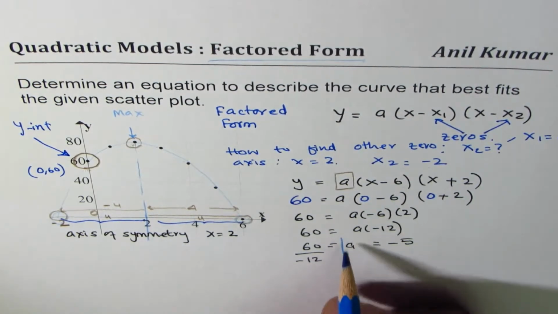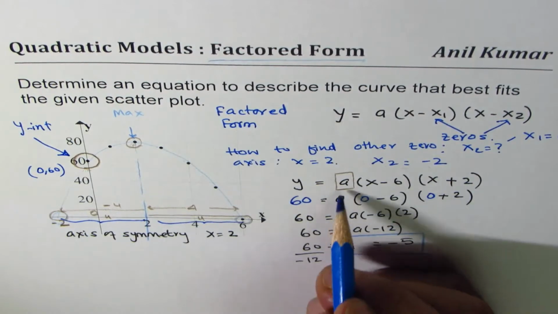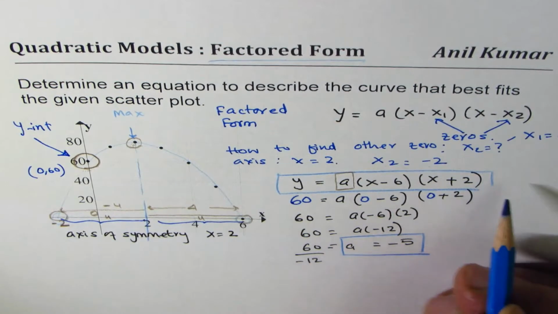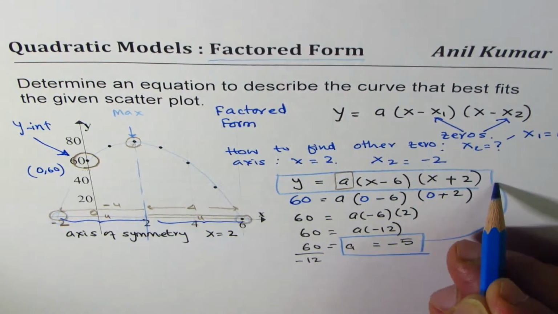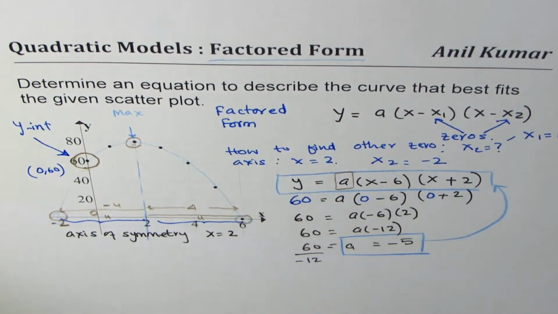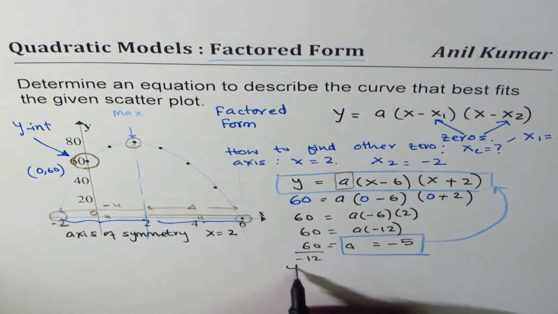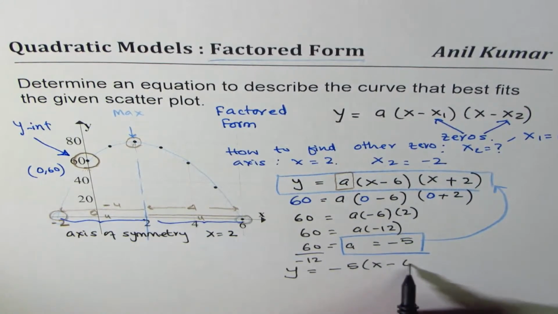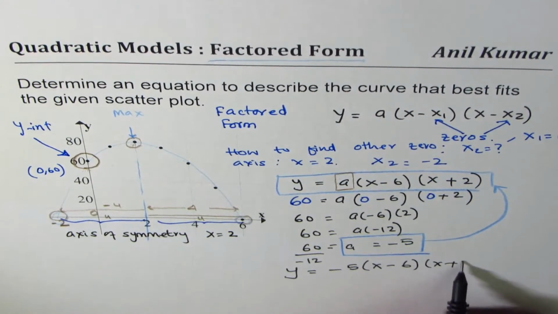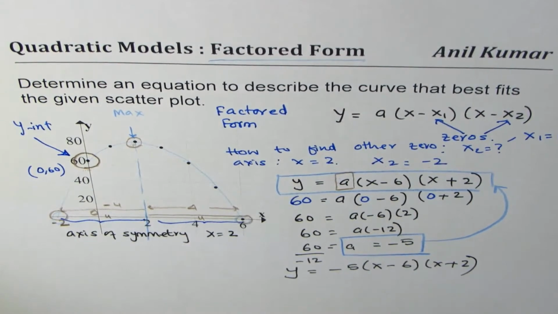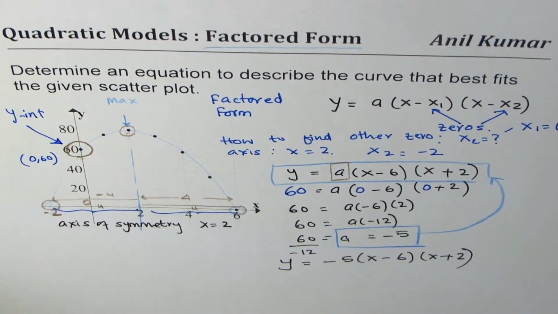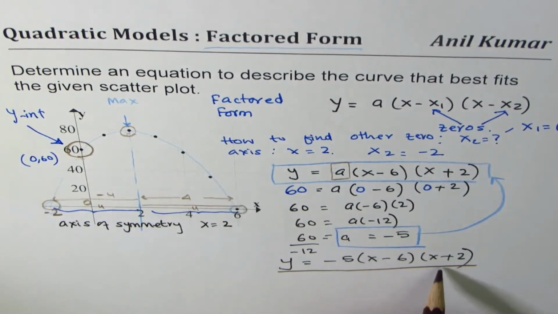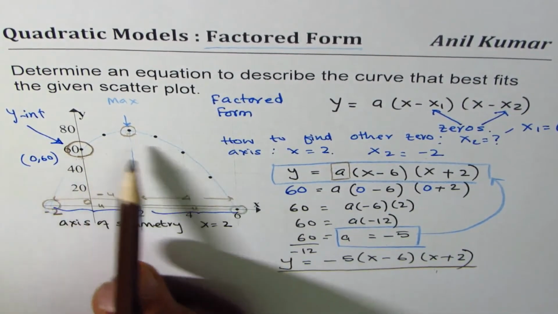Since we know a is minus 5, we can go back to our equation and substitute a as minus 5 to get our answer. So we get y equals minus 5 times (x minus 6) times (x plus 2). That is the quadratic equation in factored form which we are looking for. So that becomes the model which represents the given scatter plot.